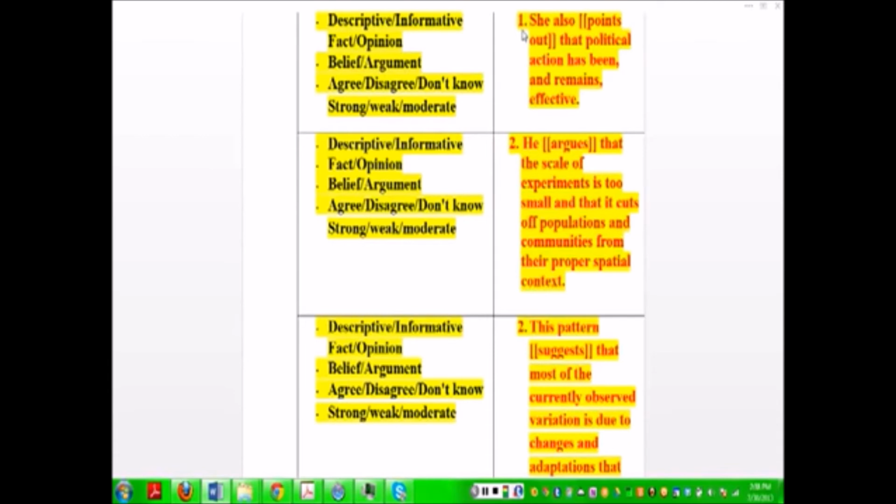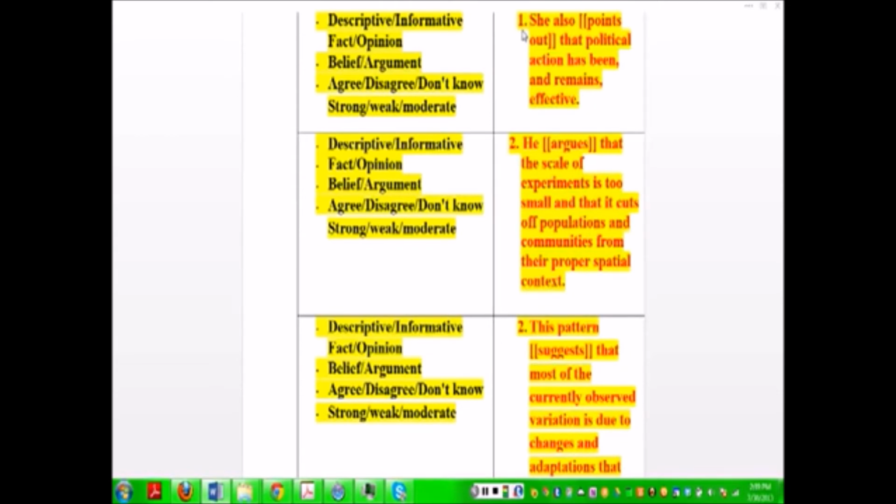Is it a fact or an opinion? And this is the part that's a little complicated, because obviously political action is effective is an opinion, but what the writer here wants to stress is this is what she in fact said. So in this case, it's a fact. Points out is a reporting verb that's used for a fact, and it means that it's a fact that this was pointed out. So if it's a fact, it's neither a belief or an argument, and you have to agree with it, and it has to be strong. Okay? So that's a little difficult.